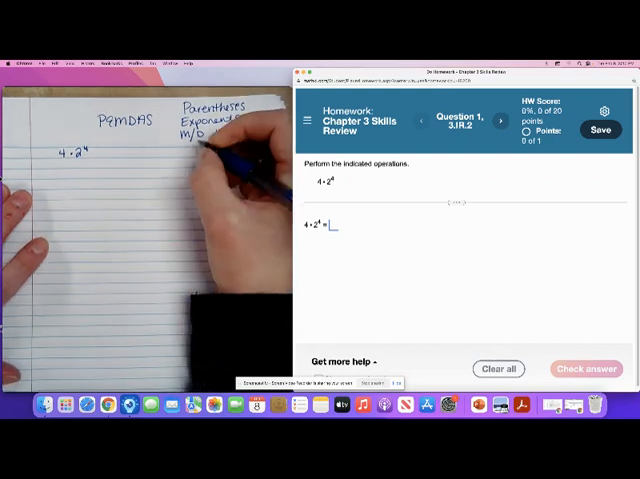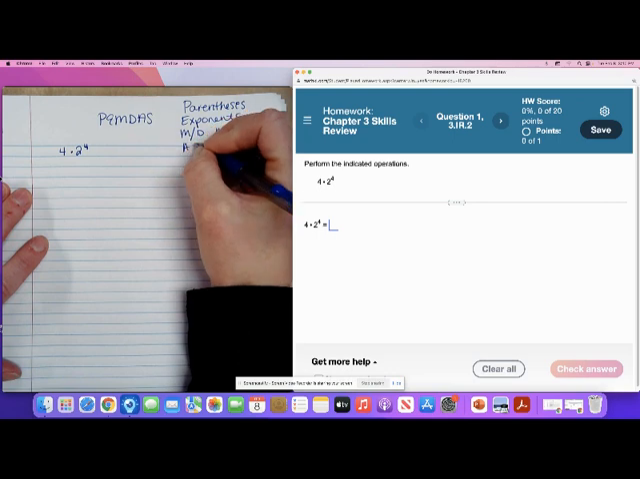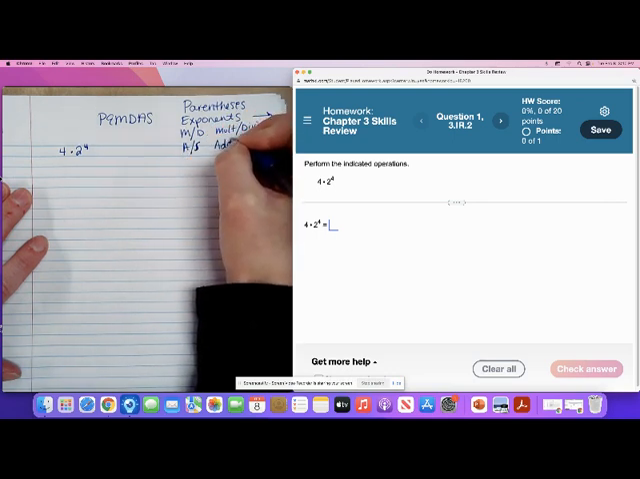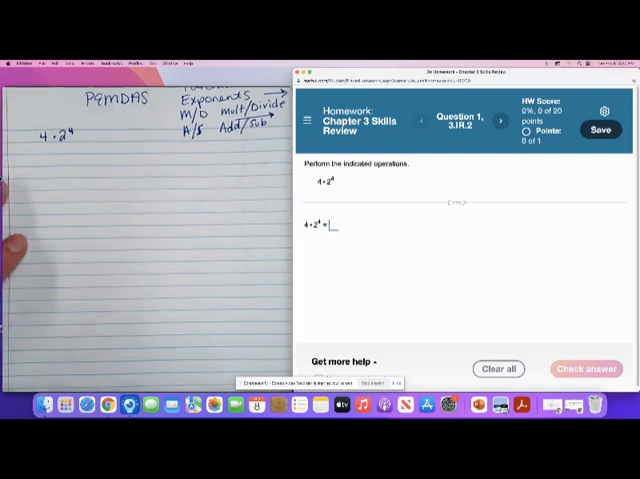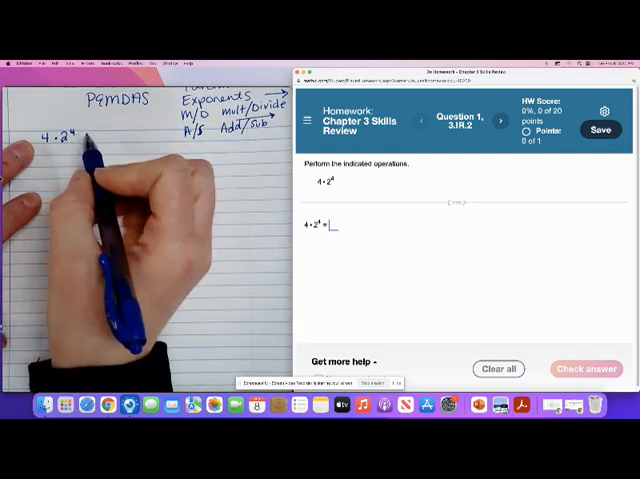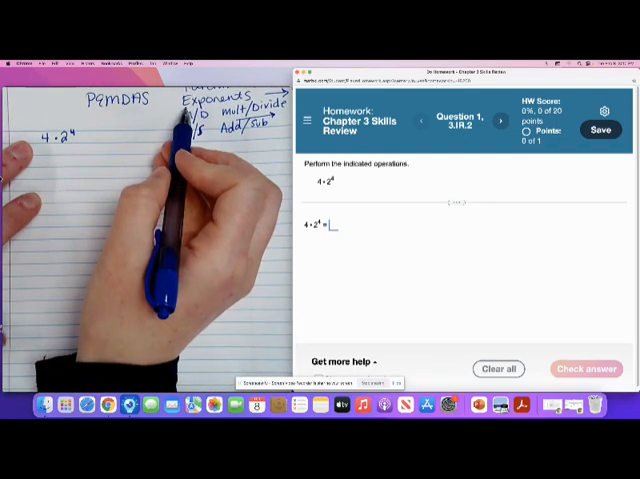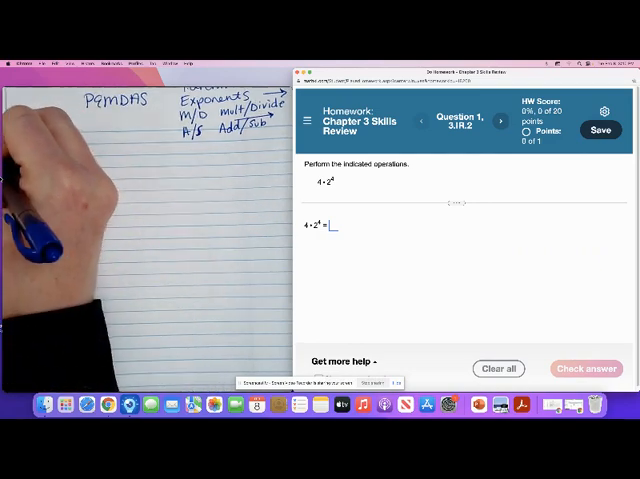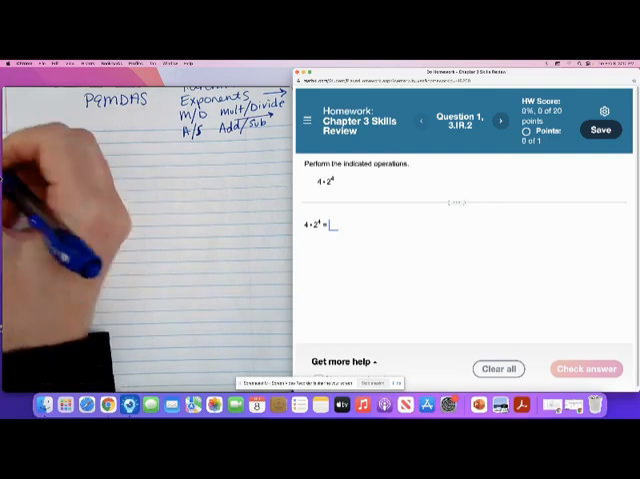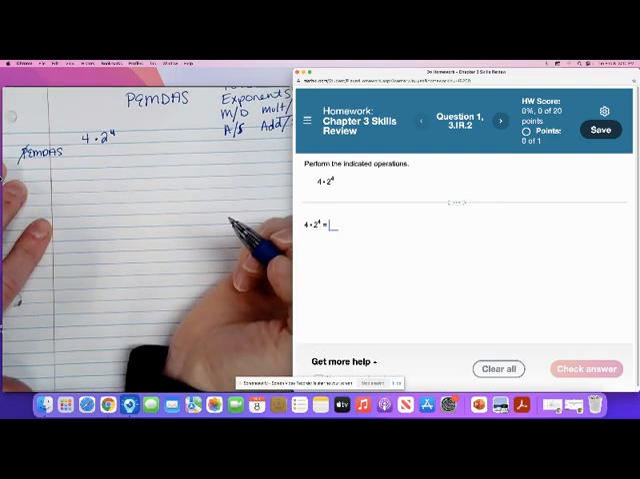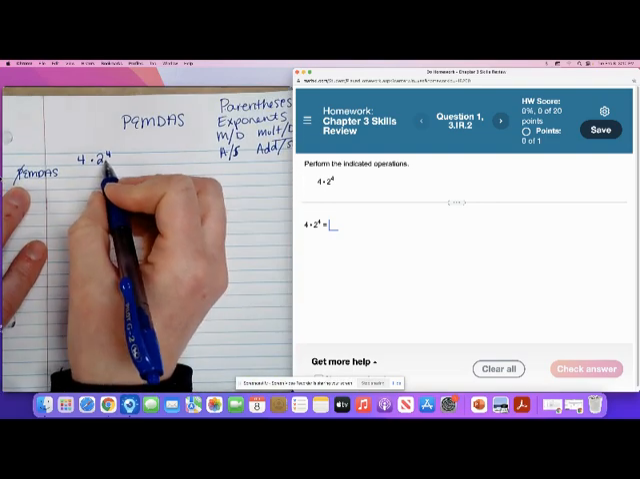So I'm going to put a little arrow. And then AS stands for add, subtract. And the same thing, you do that from left to right. So on this first problem, we have 4 times 2 to the 4th. So we don't have any parentheses, but we do have exponents. So if you want to go ahead and write this, that'll help. So there's no parentheses, but there is an exponent that's 2 to the 4th.